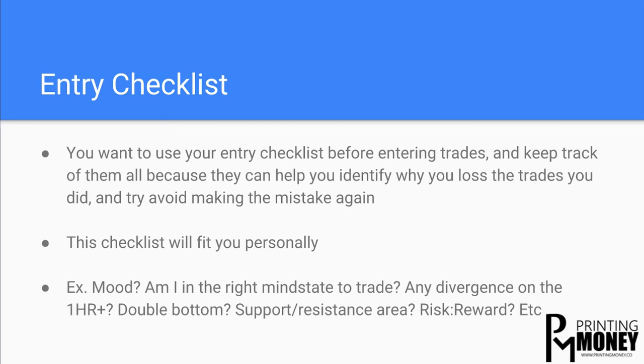You're asking yourself as you're reading these questions going down your checklist. Is there any divergence on the 1 hour or higher? Is there a double bottom? Support and resistance area? If confirmed, or if looking for entry, what's my risk to reward? And so on. These entry checklists can come in very handy because you see your rules and things written down.